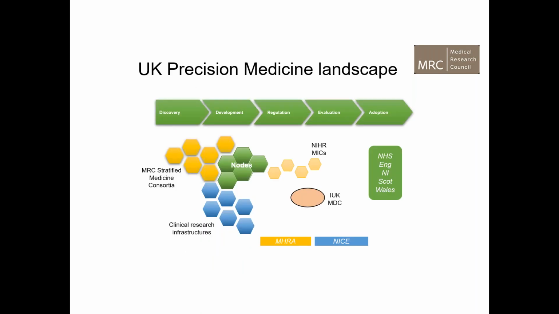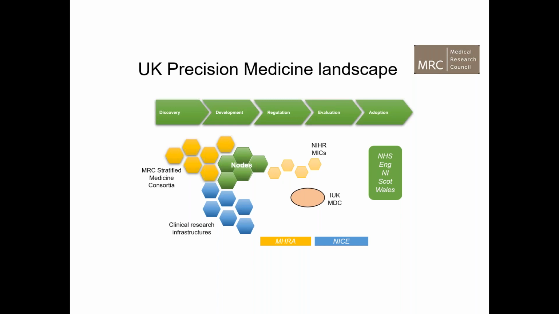So if we can go to the next slide. Looking at the UK precision medicine landscape, precision medicine covers discovery, development, regulation, evaluation and adoption. Now, where the MRC Stratified Medicine Consortia sit is really at the start, so in the discovery phase. We've also got the clinical research infrastructures in place as well. They have unique positions, so they're between the development and the regulation stage of medicine, which is really quite interesting, that we can help progress molecular pathology.